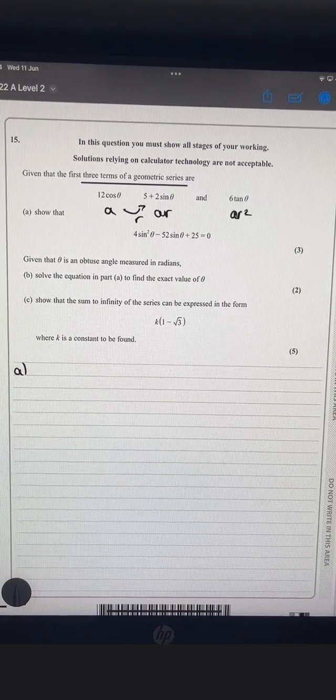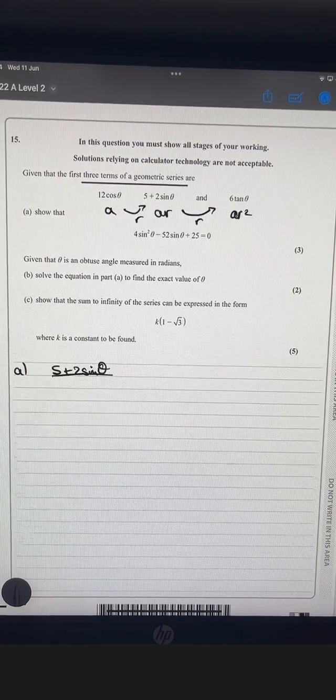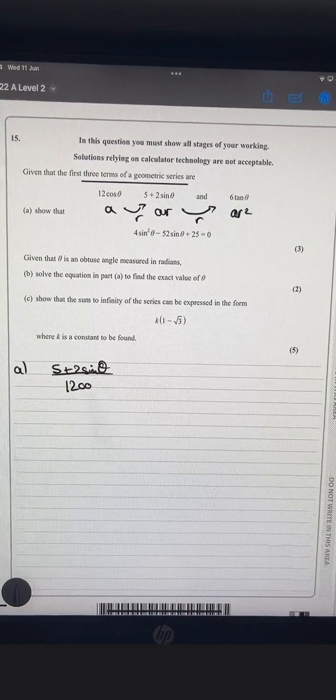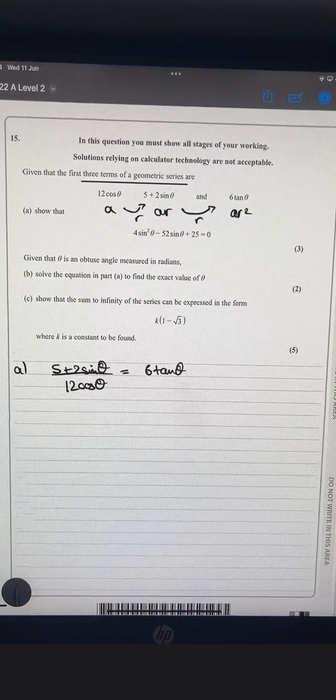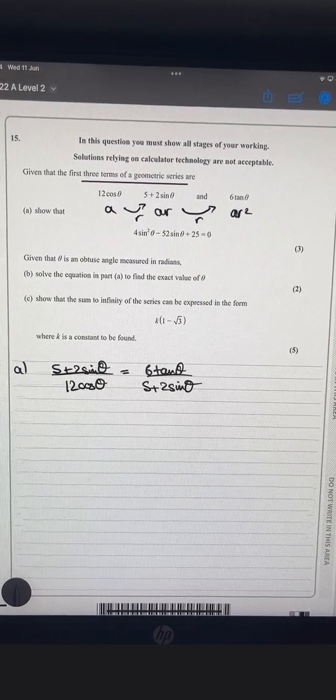So I know that the ratio from 5 plus 2 sine theta over the previous term, 12 cos theta, is equal to the ratio between 6 tan theta over the previous term, 5 plus 2 sine theta. All right. Now all I got to do is a bit of equal fractions. Exactly. Divide third by second, second by first. Awesome. You all know what to do.